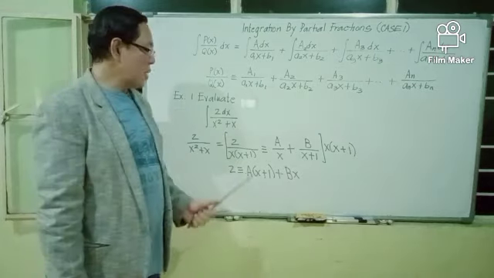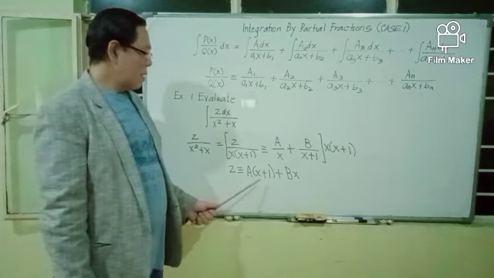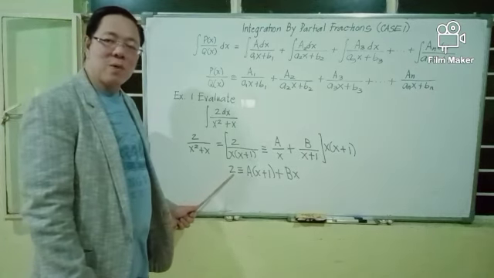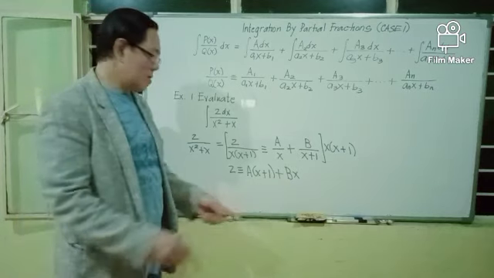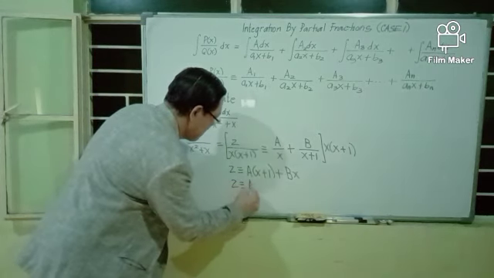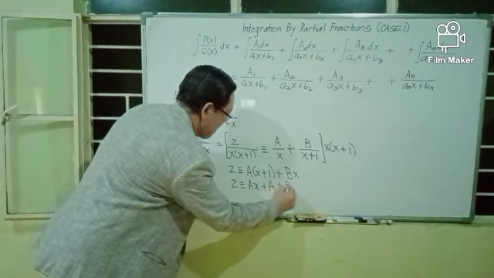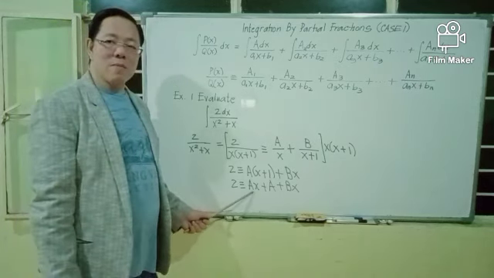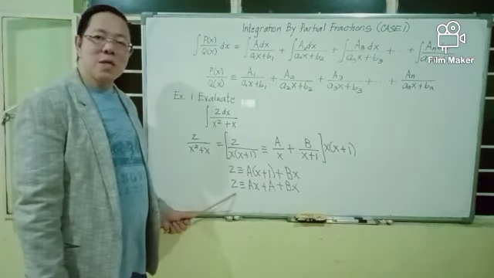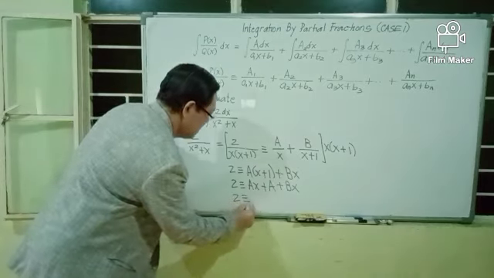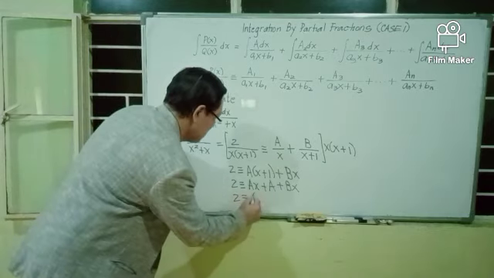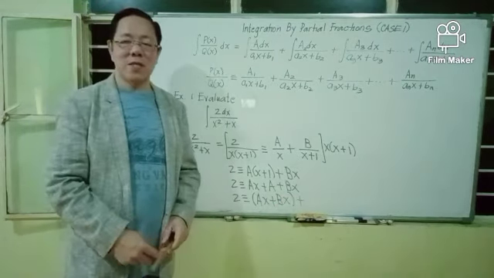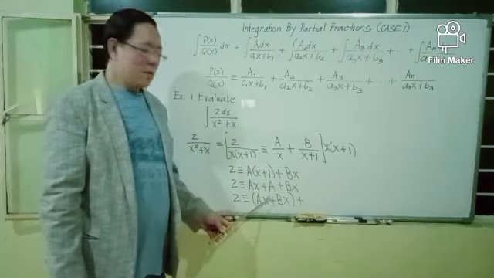After removing the denominators, we now remove the grouping symbols from the right-hand side by distributive property of multiplication, multiply x plus 1 by a. Hence, 2 is equivalent to ax plus a plus bx. After removing the grouping symbols, you collect all the terms with x and all the constant terms. Hence, 2 is equivalent to, collect ax and bx into one group. And collect all the constant terms, the terms with no variable x. And there is only one term with no x, so we simply write plus a.